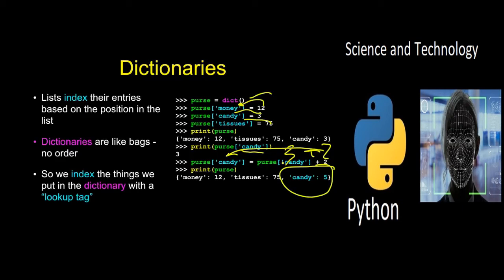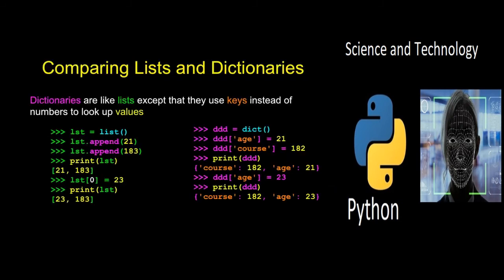If you look at the difference between lists and dictionaries, they both can have new items added to them. We haven't talked a lot about deleting, but items can be deleted from them. The difference is the indexing mechanism, how we store things and how we look things up. We make an empty list and an empty dictionary. We add 21 to the end, and we add 183 to the end, and we ask it and it says, oh, position 0 is 21 and position 1 is 183. We don't see the positions when we print it out because it's sort of implicit.